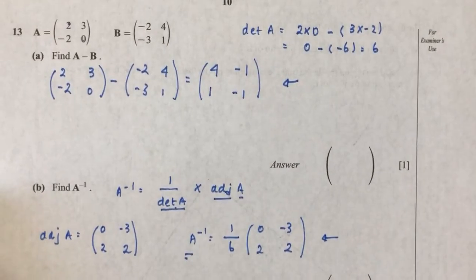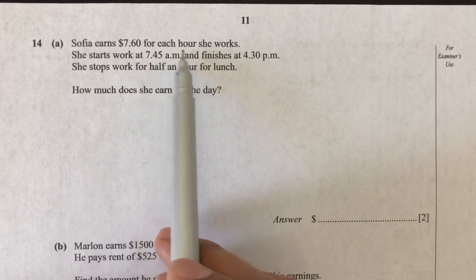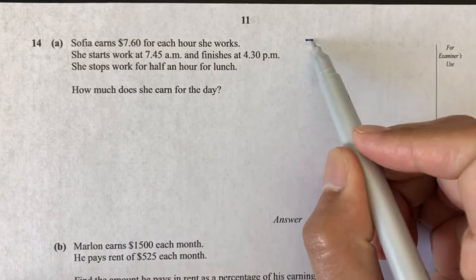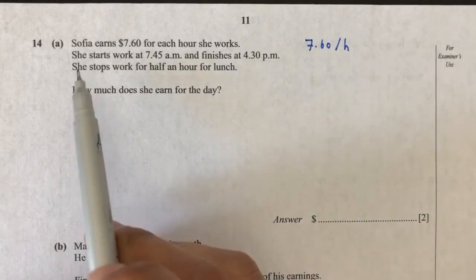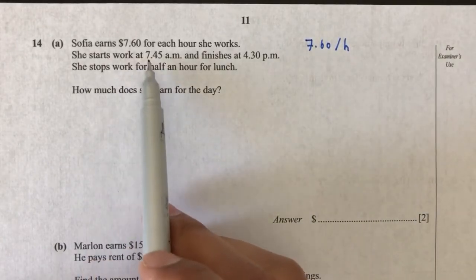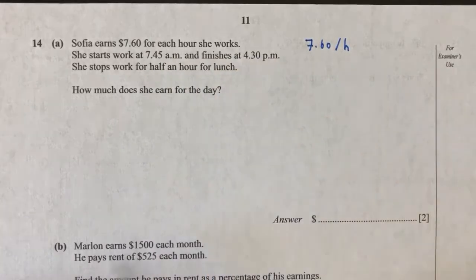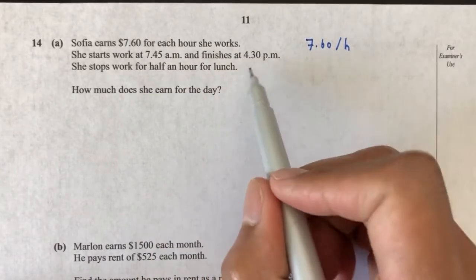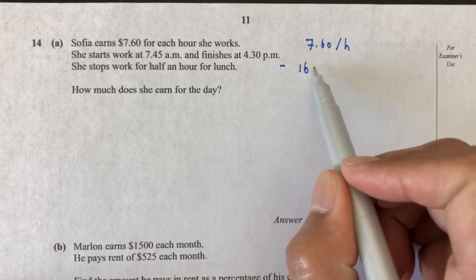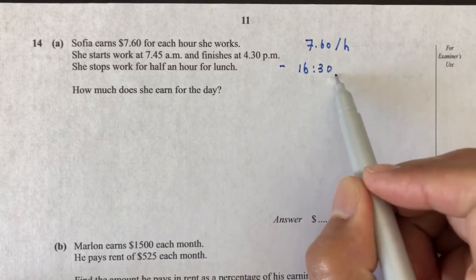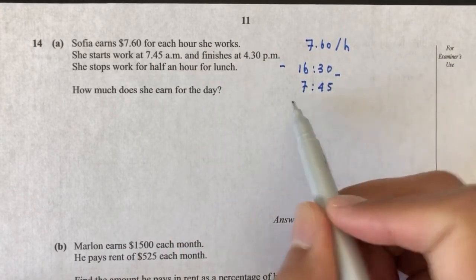That's question number 13. Sophia earns $7.60 for each hour she works. So $7.60 per hour. That's her pay rate. She starts work at 7:45 a.m. and finishes work at 4:30 p.m. So let's find the difference. So we know that 4:30 p.m. is 16:30 minus 7:45, the time she began work.